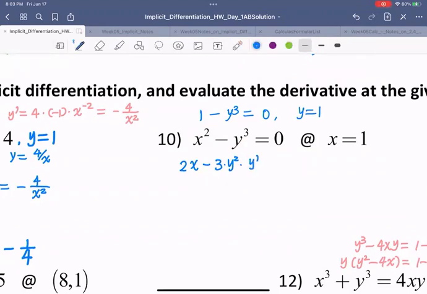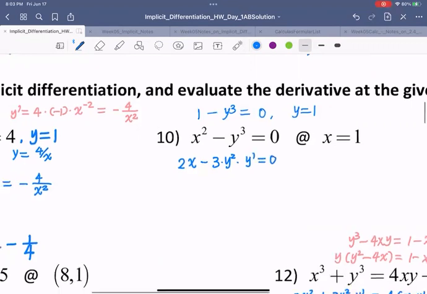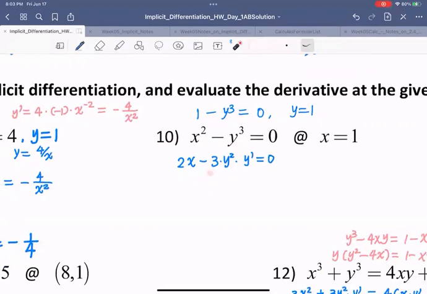Okay, show your face. Don't feel shy, okay? Yeah. And then you will move around. So 2x equals 3y squared times y prime. So y prime equals who? Go ahead. Y prime equals who? This divided by this, right? Yeah, y prime equals 2x divided by 3 times y squared.